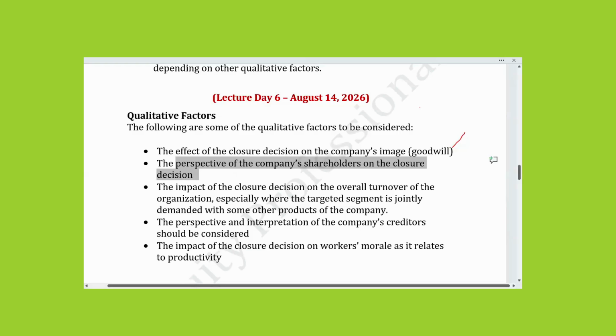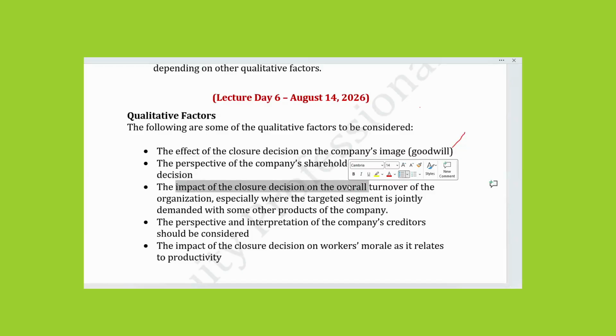Number three factor you also need to put into consideration is the impact of the closure decision on the company's overall turnover, vis-a-vis where the segment to be discontinued is jointly demanded with the company's other products. You have company B, we have products A, B, and C. Product B is generating loss. Management is now thinking of closing down product B so that they can concentrate on product A and C.